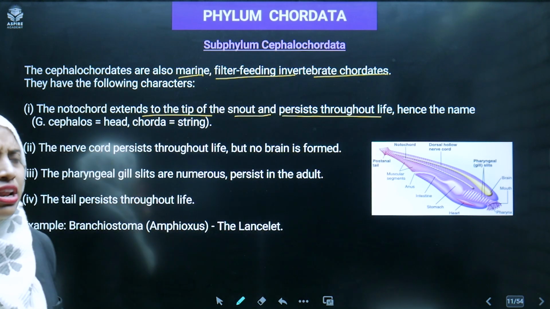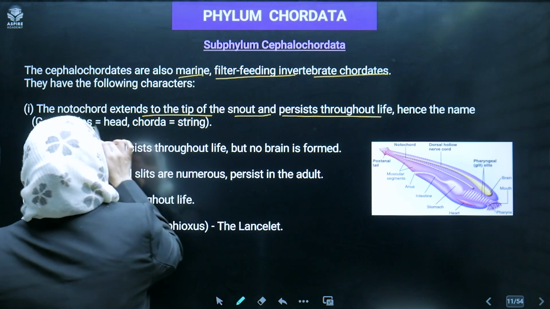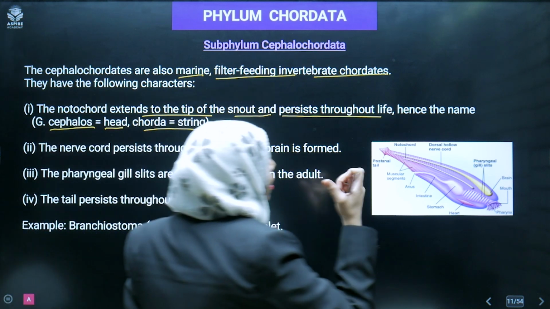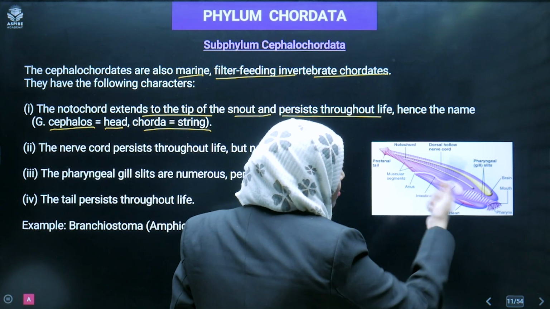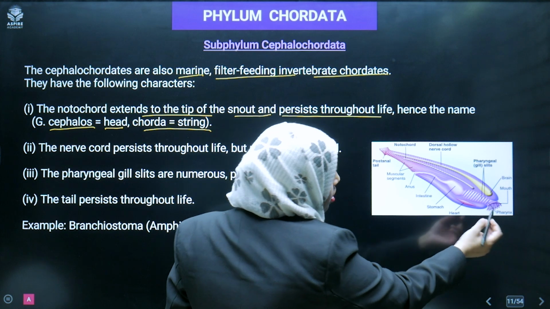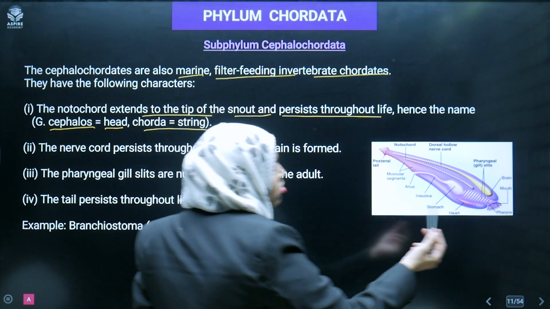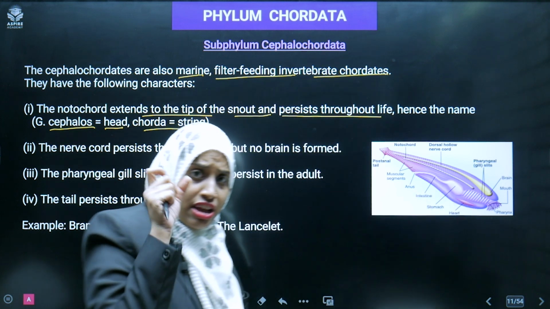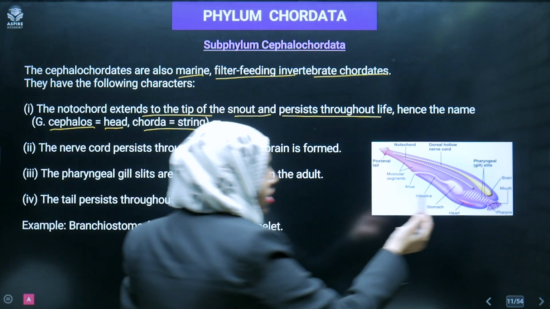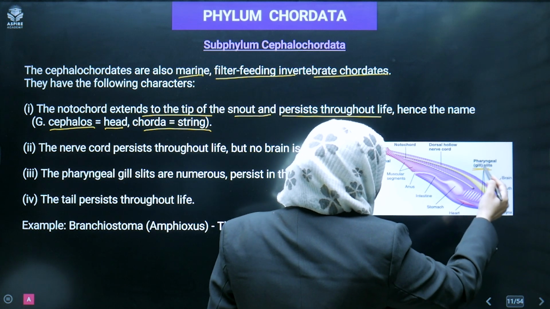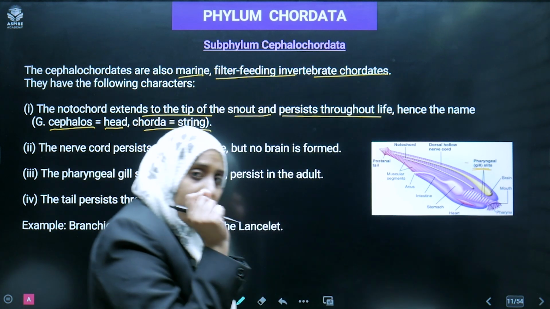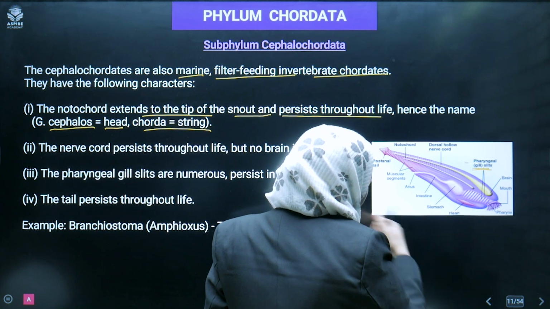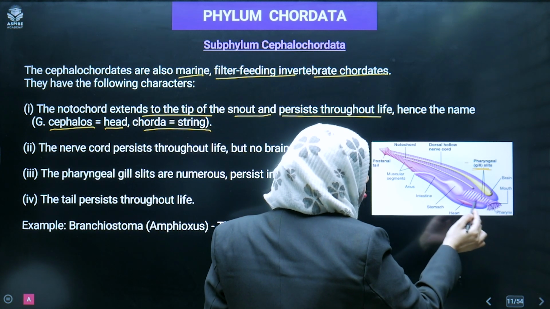Notochord will be where? Throughout the life. Hence the name cephalochordata, cephalos means head and chordata means string, the head region till the snout. The head region is over there, this is the cephalic region. Firstly you can see here the pharynx, where there is perforation. There are perforated pharyngeal gill slits, and near the pharynx there are heart, stomach, intestine. In the pharynx region you can see it is in continuity.